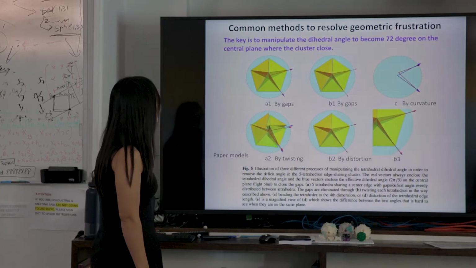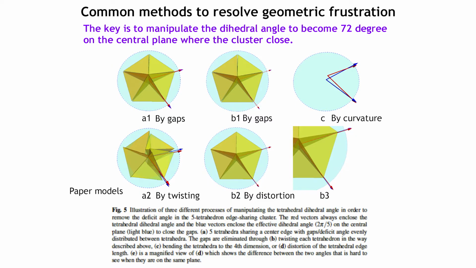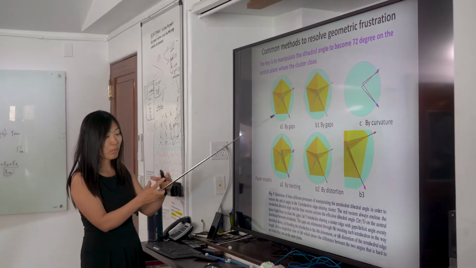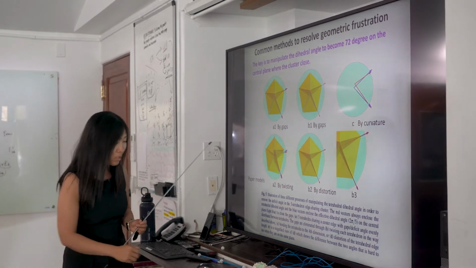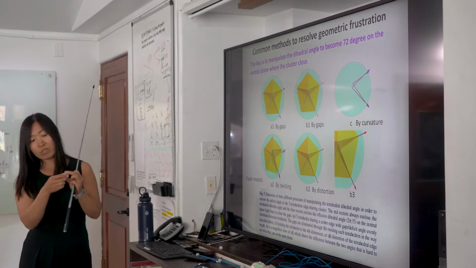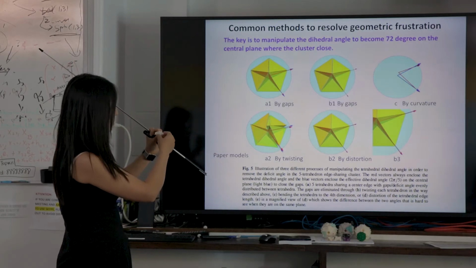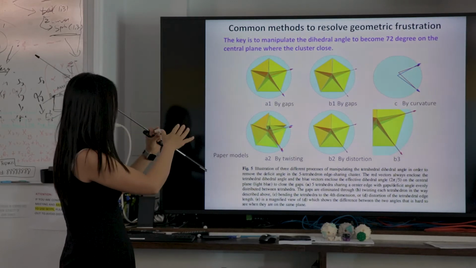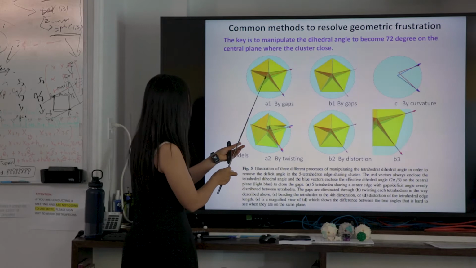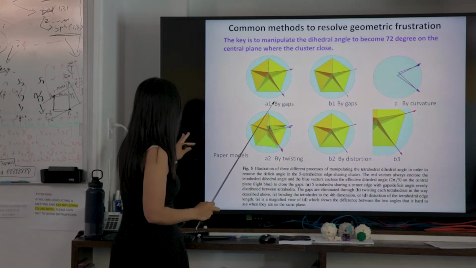I'm trying to use 5 tetrahedra sharing one edge to illustrate these 4 methods. First I wanted to point out that the key is to manipulate the dihedral angle to become 72 degrees, 2 pi over 5, around this central plane. By central plane, I mean the plane that is perpendicular to the shared edge and passes through the center point of the edge. Let's define that as the central plane.